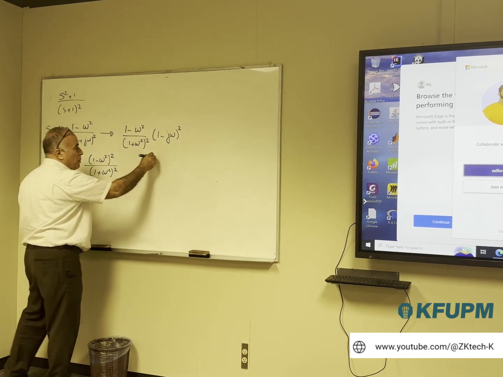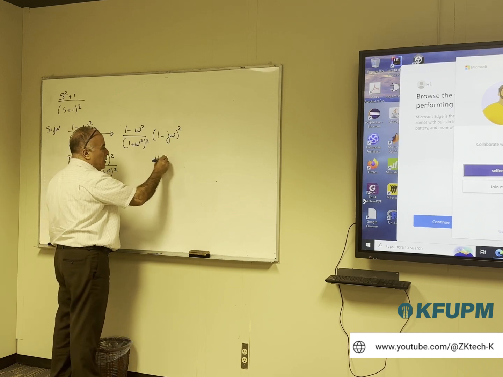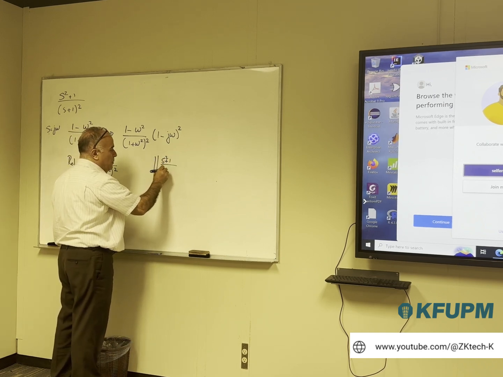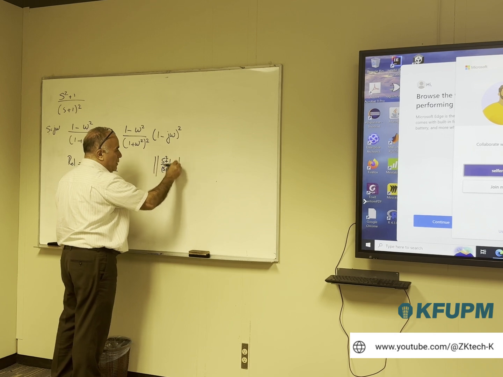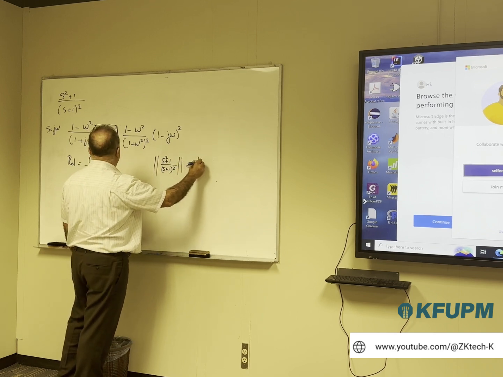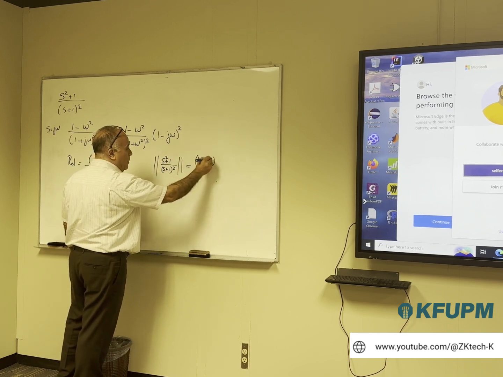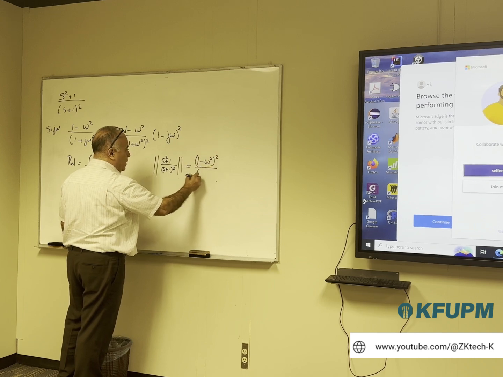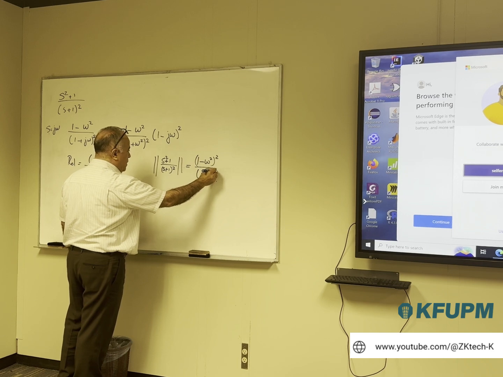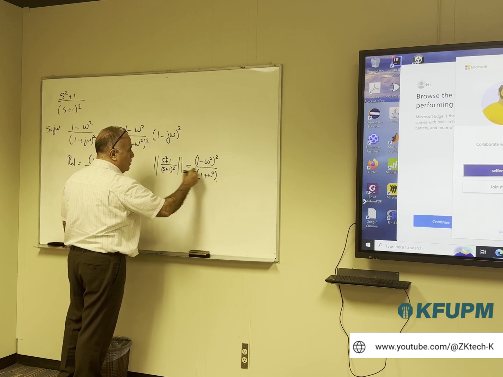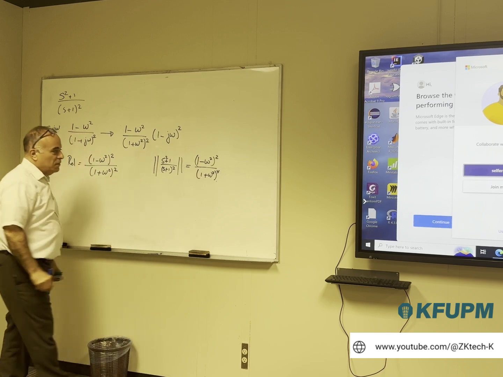And then we compute the amplitude of (s squared plus 1) divided by (s plus 1), the whole thing squared. And we find the amplitude is 1 minus omega squared, the whole thing squared, divided by 1 plus omega squared, the whole thing squared twice. So this is to the power 4, I believe.